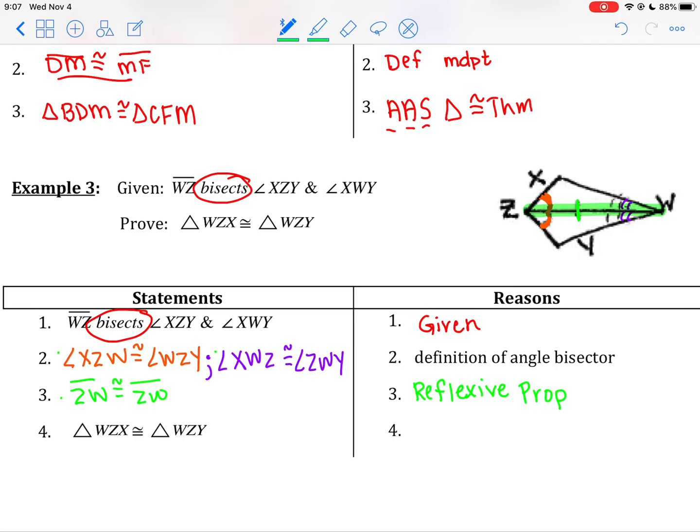I need to pay attention to how it's arranged to know what theorem I'm using to prove this. So based on the location of the two angles, the side is the side that connects those two angles. So this one is arranged as angle, side, angle. So that's going to use the angle, side, angle, triangle congruence theorem. So it's all about how it's arranged and how we can use it.